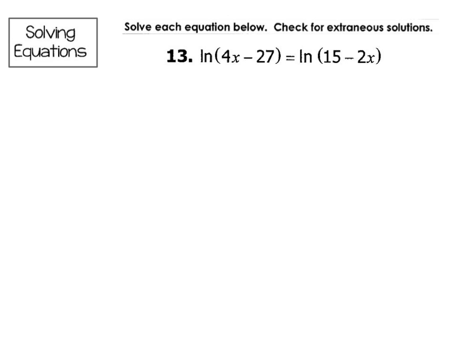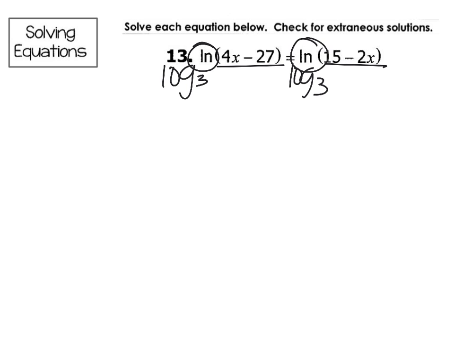All right, so first thing we want to do, if we had a logarithm with the same base, right? If we had log base e, or if we had log base 3 and log base 3, we would set these equal to each other. So the same thing happens when we have the same base in front. They're both log base e and log base e, or natural log, natural log. So what we can do is set 4x minus 27 equal to 15 minus 2x.